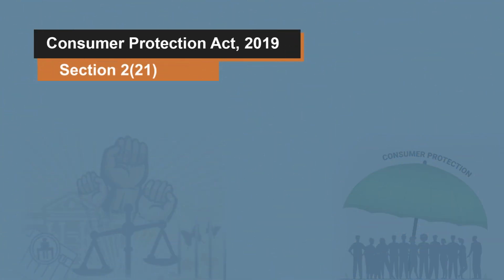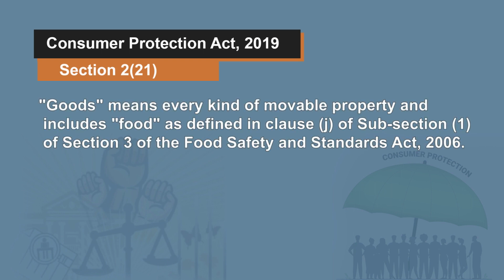Section 2, Clause 21 of the new Consumer Protection Law, that is the Consumer Protection Act 2019, has in a way simplified and also updated the definition as under. Goods means every kind of movable property and includes food as defined in Clause J of subsection 1 of Section 3 of the Food Safety and Standards Act 2006.